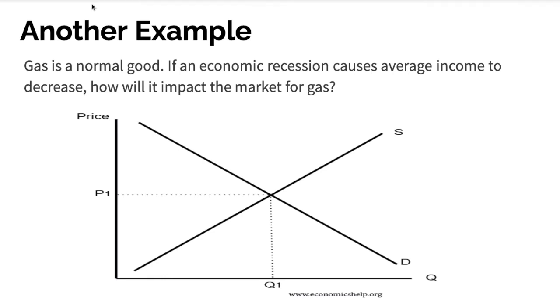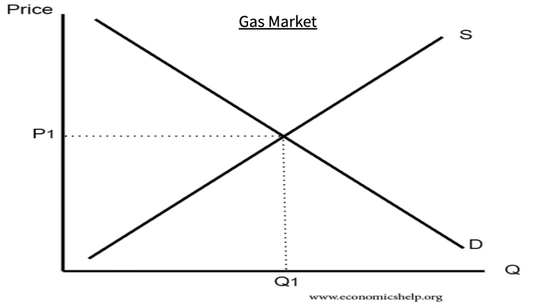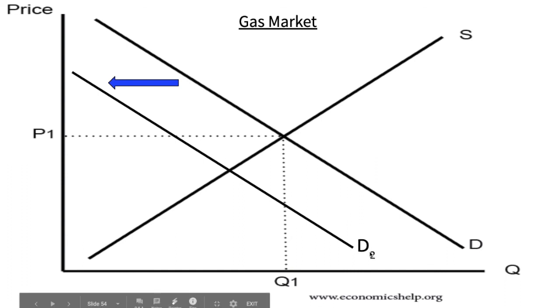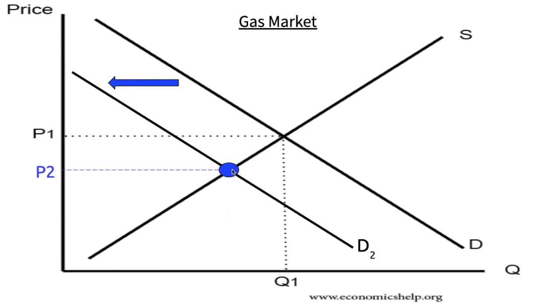Another example, let's say gas is a normal good. If an economic recession causes average income to decrease, how will it impact the market for gas? Gas is a normal good, and average income goes down. With a normal good, if income goes down at all, that is a decrease in demand. So D2 is going to be over here to the left now because people demand less, or move to the left on the x-axis. We have a new equilibrium right here in blue, and that's our new price, P2, and our new quantity, Q2. So that is the significance of the stuff that we're talking about today.